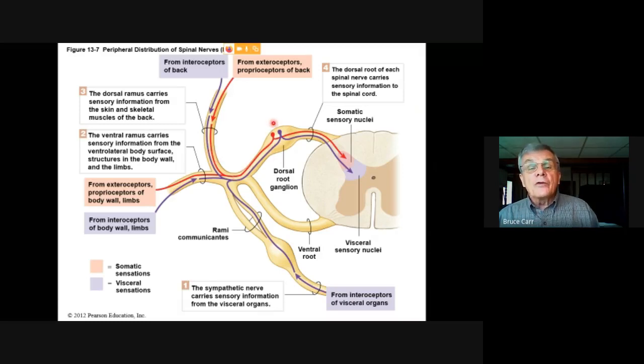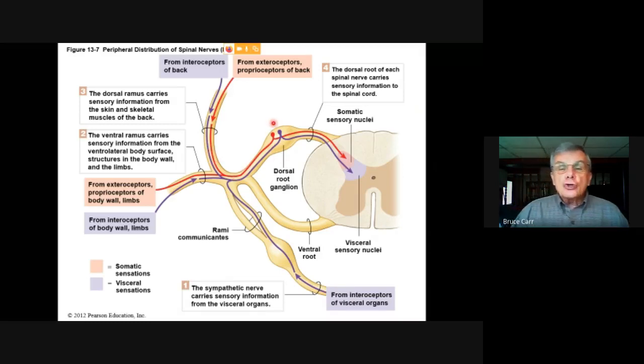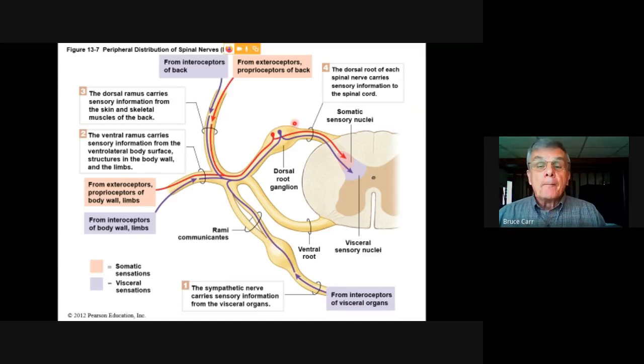Now, what about that little dot? That little dot shows the presence of gray matter so that these signals can actually be received and then hooked up to different pathways for distribution. So where we see this bulge in the external nerve, we're going to call that a ganglion, and we're going to realize that that represents a spot of gray matter outside the spinal cord.